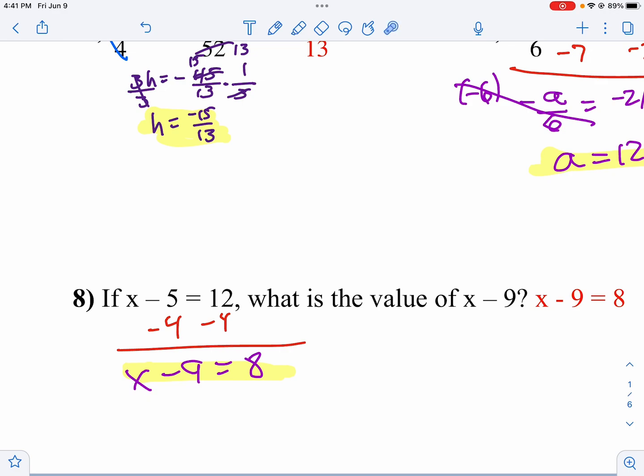Yes, we could have solved for x, which in this case x would be 17. And then substitute 17 in for x. 17 minus 9 is 8. So you get the answer no matter how you do it.